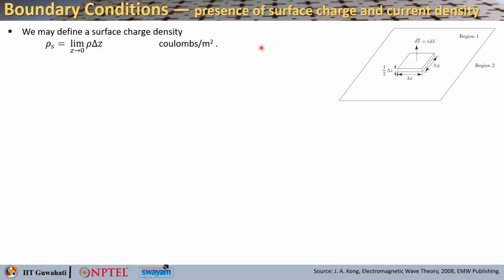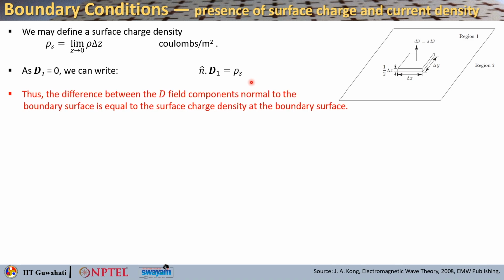So, let us define the surface charge density. You can see that rho_s can be written as rho times delta z when z tends to 0, and it has a unit of coulomb per meter square. That is basically your surface charge density. And as we already know that D2 is 0, we can safely write that n cap dot D1 will be equal to the surface charge density, right.